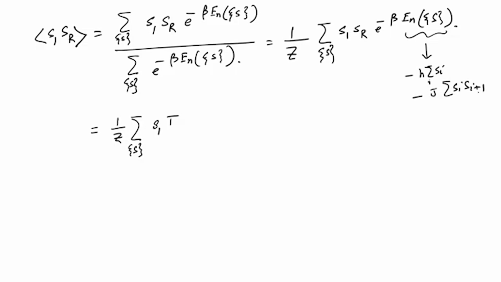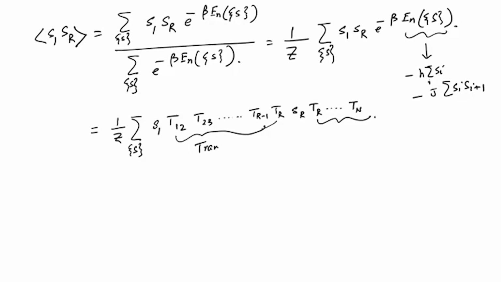H sum over i Si minus J Si Si plus 1. And these things can be written in terms of these transfer matrices, which are like T23 and all the way Tr minus 1 Tr. We go all the way up to this rth spin, and then we write an Sr, and then we get a Tr and all the way up to Tn. So, these are the transfer matrices that we have seen, and we have calculated.